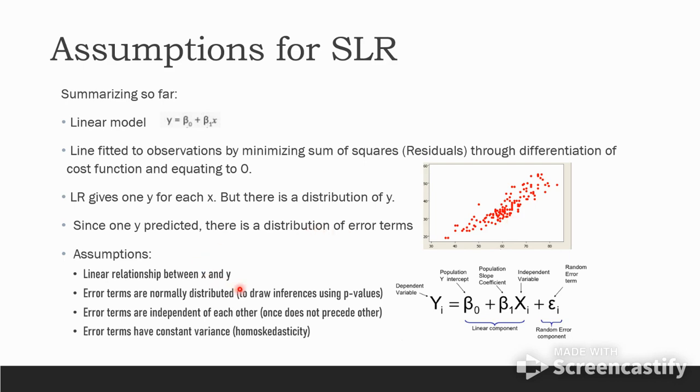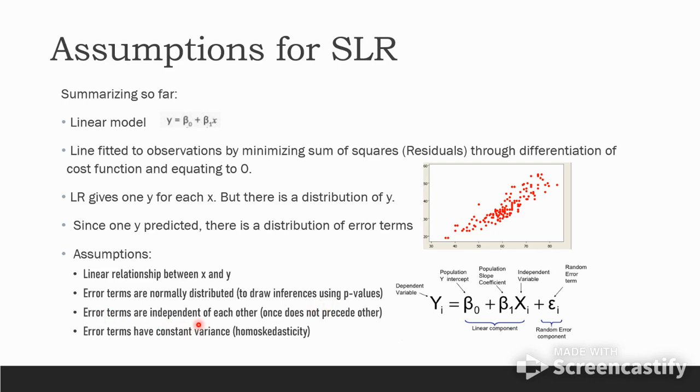Error terms are normally distributed. This is required because we defined error just above, and why there is a distribution of error terms. Now these errors need to be normally distributed so that we can make statistical predictions out of this model.